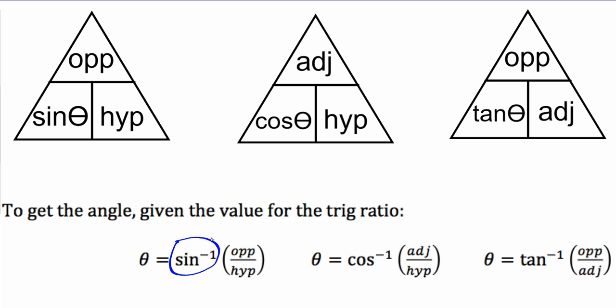This isn't saying that I'm going to do sine to the 1 over, like we did with negative exponents. That's not what this is about. This is undoing the process that we did to theta, and we're going to undo it to the ratio instead to get our angle out.